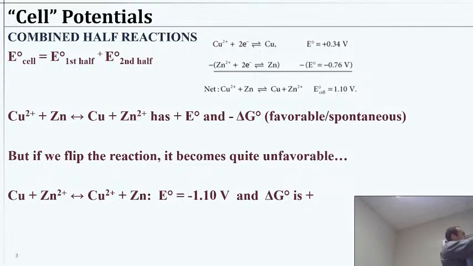If we decide to just reverse it and add, however we want to look at it, we're going to end up with a net reaction of copper 2 plus and zinc 0 valent in equilibrium with copper 0 valent plus zinc 2 plus. And all we have to do now is take the 0.34 minus a negative 0.76, and we get 1.1.